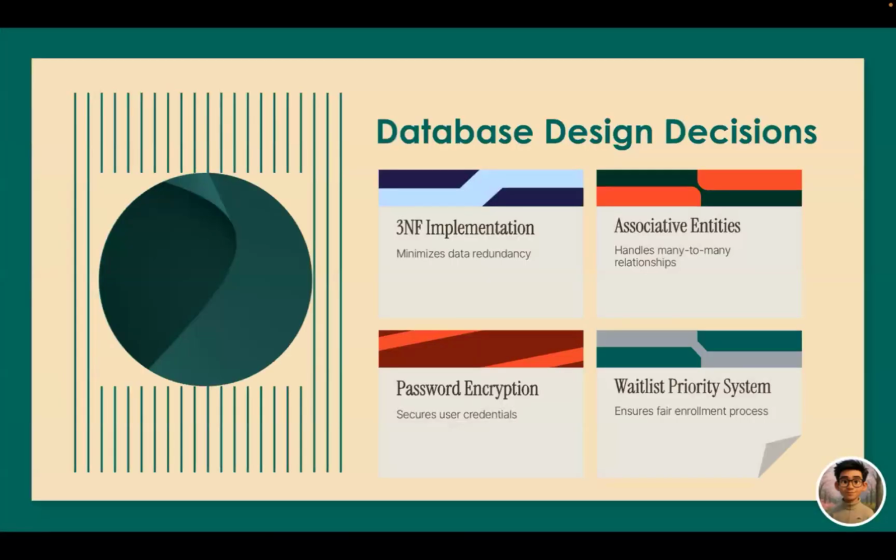Now, let me show you some of the key design decisions we made to make sure our database is rock solid, secure, and easy to maintain. First, we use Boyce-Codd and third normal form, which is basically a fancy way of saying we organize our data really efficiently. Instead of repeating the same information over and over, we split things into logical tables. For example, we have separate department and major tables, instead of duplicating the department information for every major.